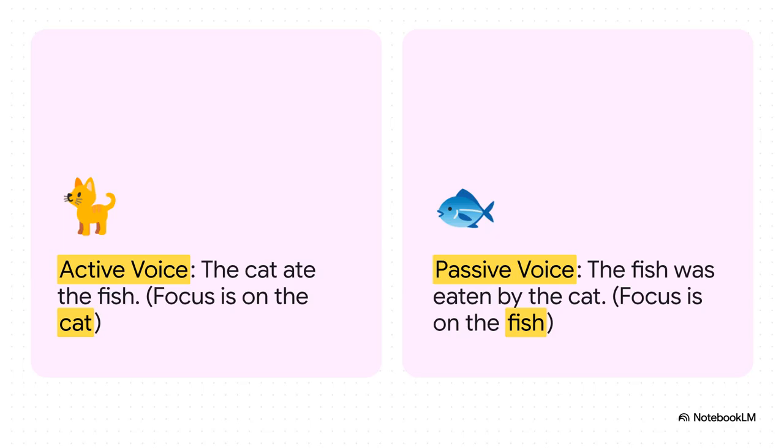So, in the active voice, we say, the cat ate the fish. Bam! The star of the show is the cat. It's all about the cat, what the cat did, but watch what happens when we go passive. The fish was eaten by the cat. Whoa! Suddenly, our attention just snapped over to the poor fish. The story is now about the fish and what happened to it. Same exact event, but a totally different main character.